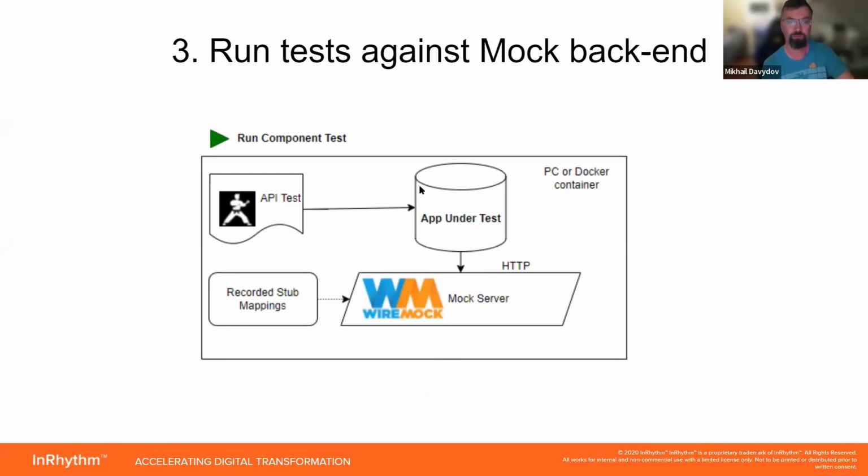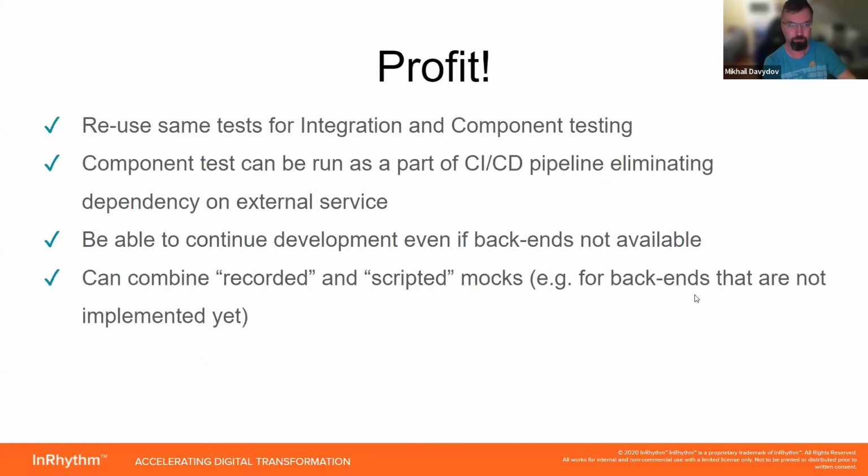So after we did that, we again reconfigure our application and test that it works with a WireMock server, and we reconfigure the WireMock server to not use the proxy, but to use the recorded stub mappings. We rerun the test, and it just worked. And profit. So you have the set of tests that can be used as either integration or component tests.